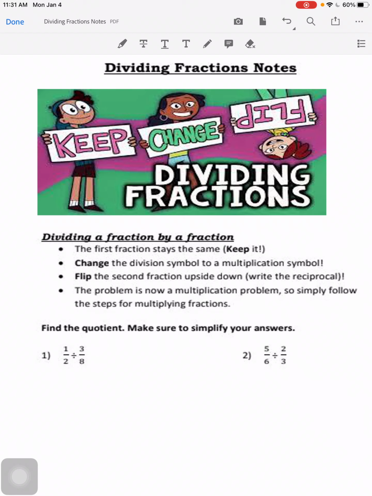We're going to begin discussing dividing fractions. We're going to do the video notes in 3 parts. The first part is dividing a fraction by a fraction.